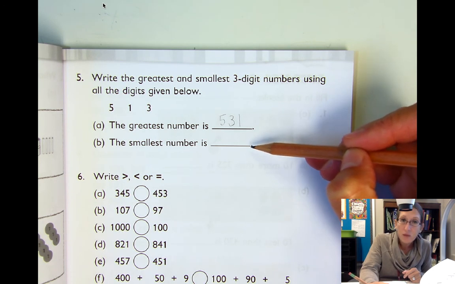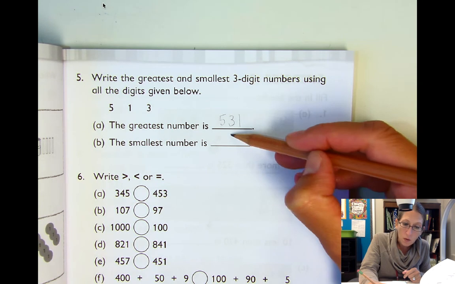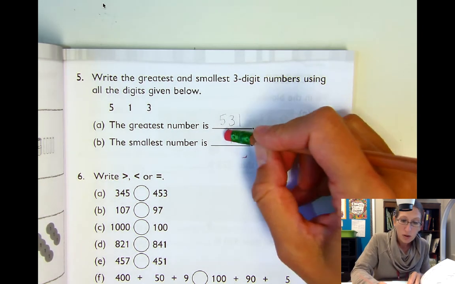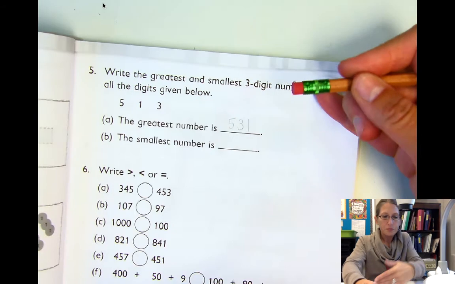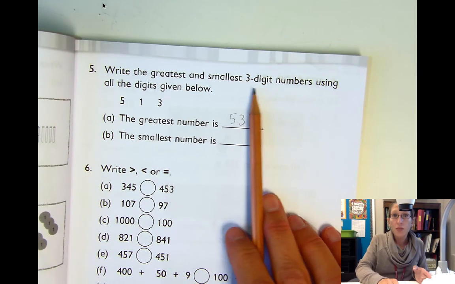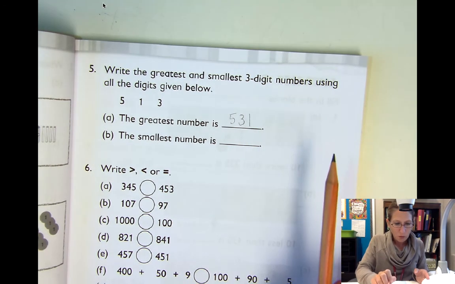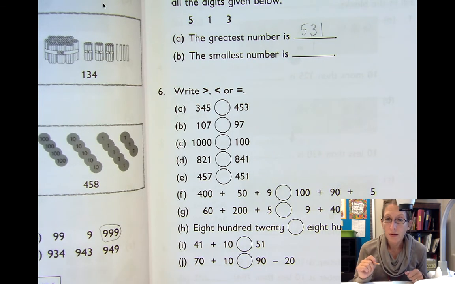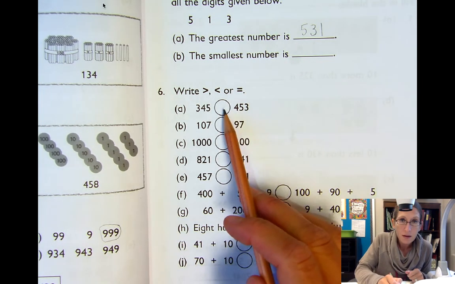And it does have to be a 3-digit number. So please don't write 1. Because while that's true, that is a small number, it's not a 3-digit number. And we want to make a 3-digit number. Okay? Then down below, you're going to do some writing of greater than and less than.